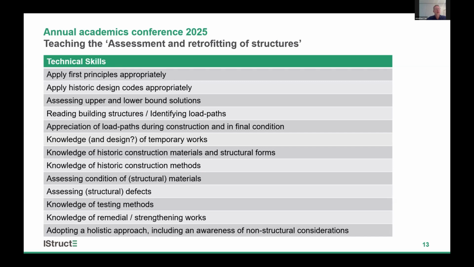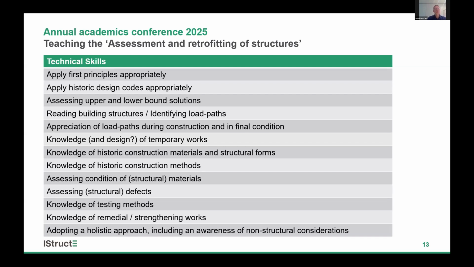It's also really important to have an understanding of historic design codes, if they indeed existed, or any other relevant design guidance available at the time that the building or structure was built. It's also really important to have an awareness and understanding of historic construction materials, structural forms. So, for example, jack arches with rubble-filled concrete, something you don't see now, but is quite commonly used in older structures. Historic construction methods and materials again.